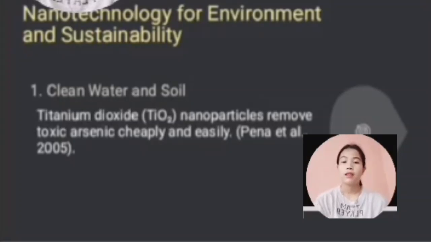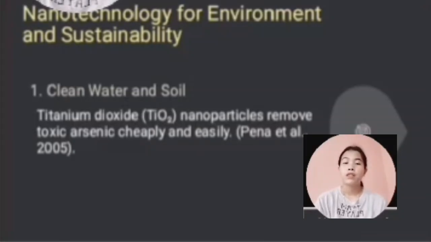Tiny particles called titanium dioxide can remove poisonous chemicals like arsenic from water and soil. They make the water safe to drink and the soil good for farming. For example, it's like using a sponge to soak up dirty water. So the nanoparticles soak up or clean the pollutants.